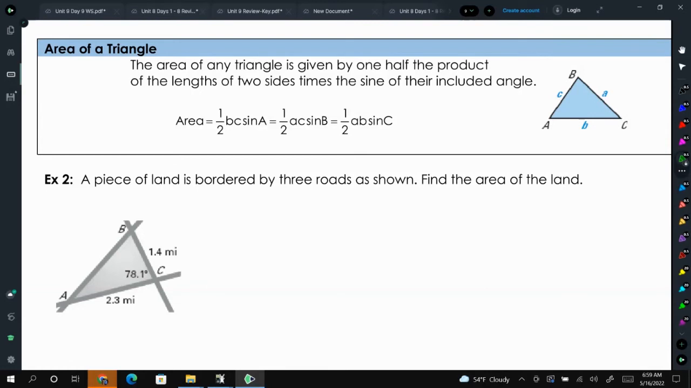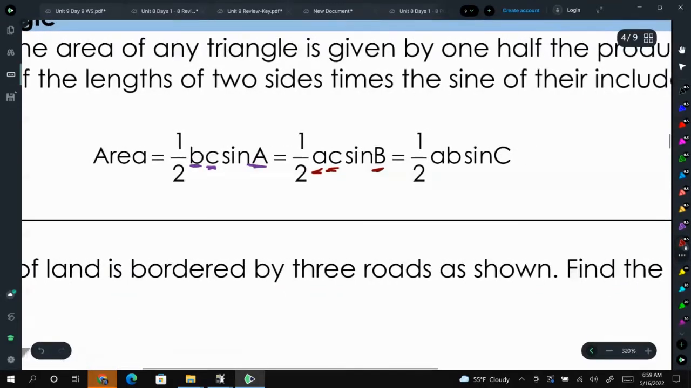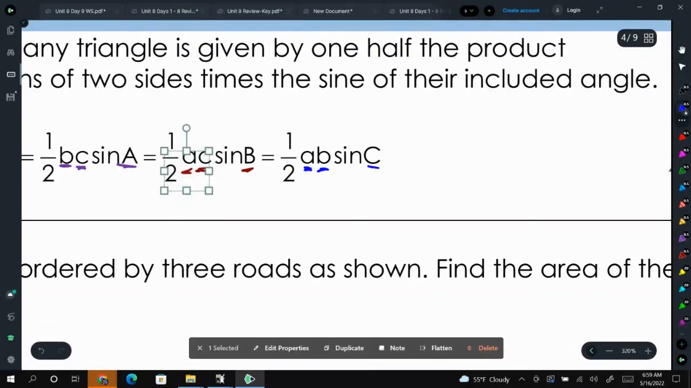Now, these three formulas are all to calculate area, and again, it's dependent on what you're given. Notice that we have one of the formulas, side B times C multiplied by the sine of angle A. So if you know two sides and the angle that's in between them, that's what you would use. I have sides AC times the sine of angle B. Again, we're not using side B at all, but we're using the sine of it, the angle measure. And then the last one here, AB times sine of C.